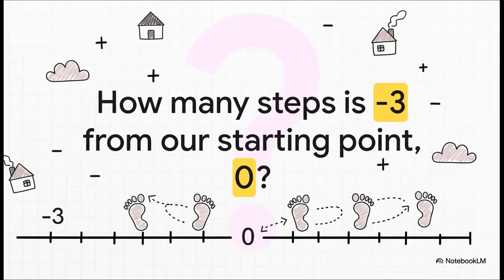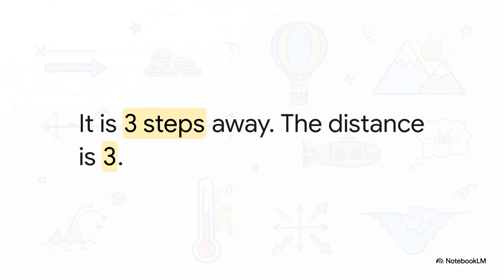Let's just try an example together. Take a look at the number -3. Can you find it on our map? Now, just ask yourself, how many steps or how many jumps would it take to get from -3 all the way back home to 0? Let's count them. Okay, ready? Starting at -3, we take 1 jump, 2 jumps, 3 jumps, we're home. It takes 3 steps, so the distance is simply 3.